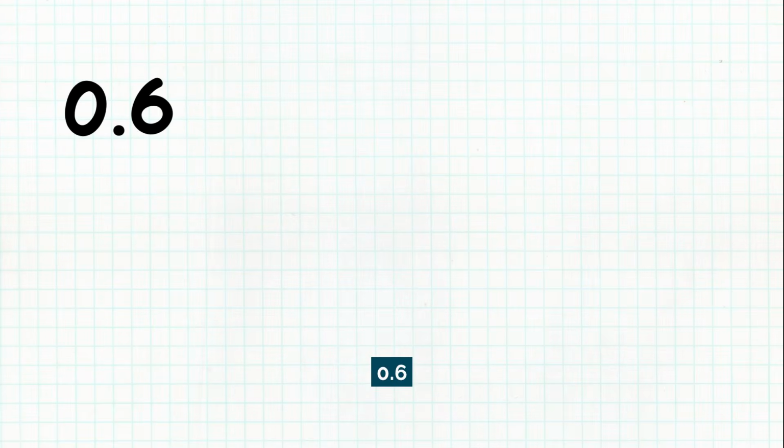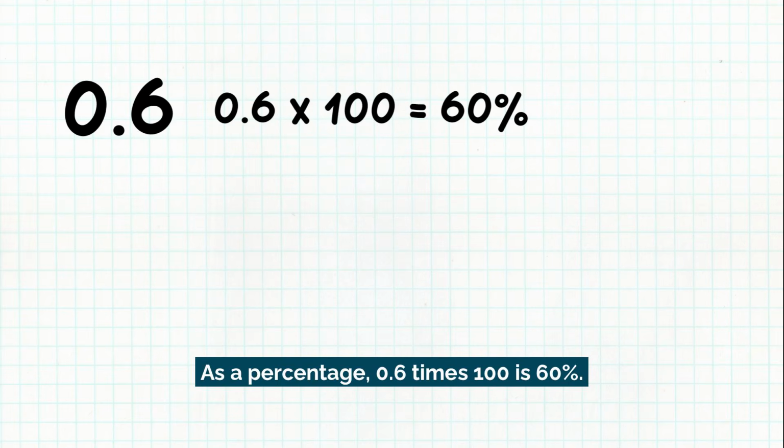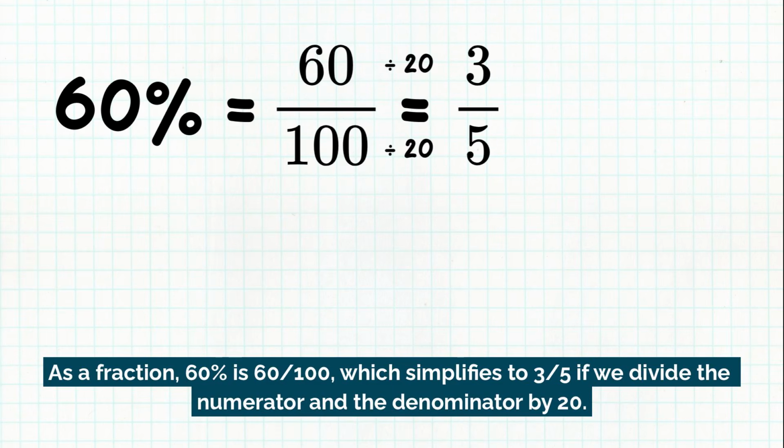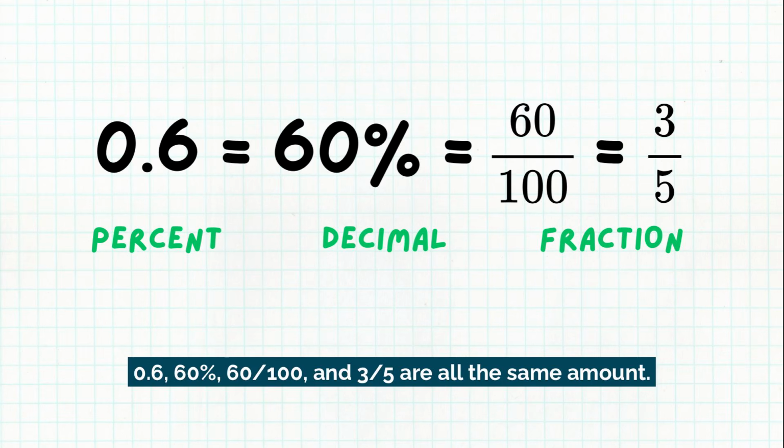Second example, 0.6. As a percentage, 0.6 times 100 is 60%. As a fraction, 60% is 60 over 100, which simplifies to 3 over 5 if we divide the numerator and the denominator by 20. 0.6, 60%, 60 over 100, and 3 over 5 are all the same amount.